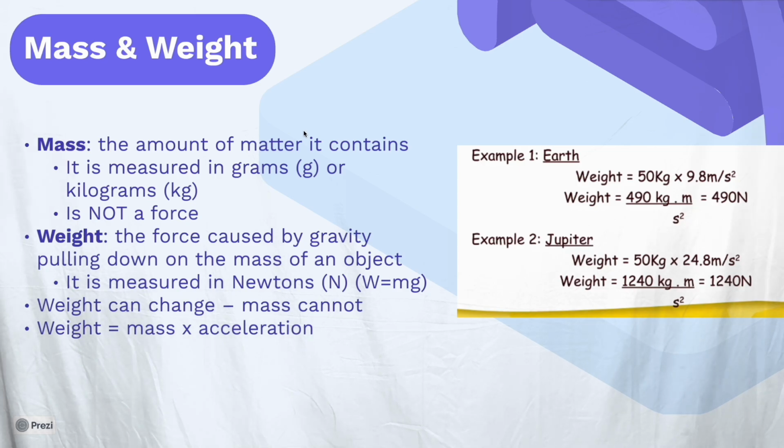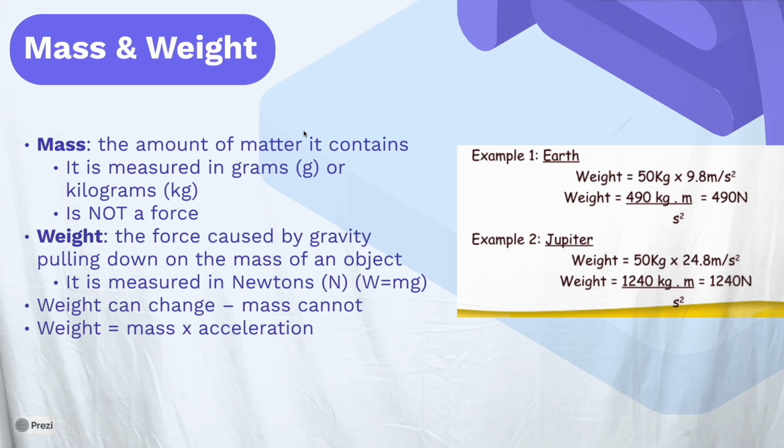Mass is the amount of matter anything contains. Okay, it's usually measured in grams or kilograms. This is not a force. However, weight is a force caused by gravity pulling down on the mass of an object. It's measured in newtons. Weight can change. Mass cannot change. So weight equals mass times acceleration.